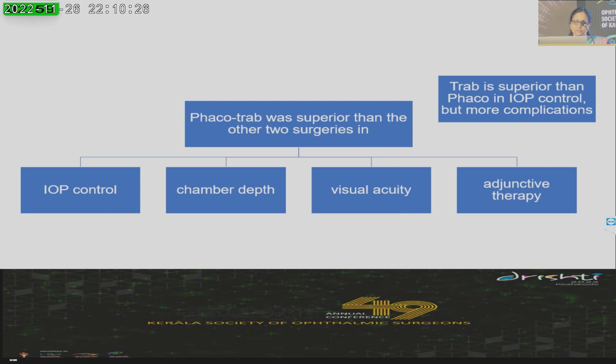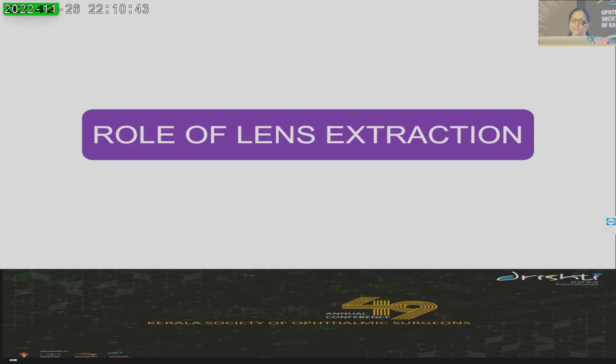So phaco trab was found to be superior to the other 2 surgeries in IOP control, chamber depth, visual acuity and adjunctive therapy. But trab is superior to phaco trab in IOP control, though it had more complications. Now coming to the role of lens extraction.